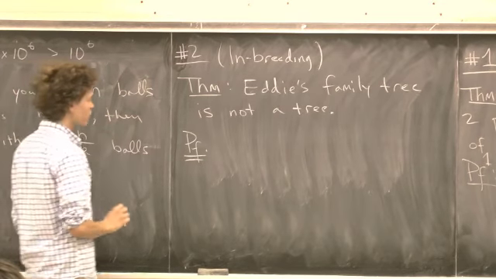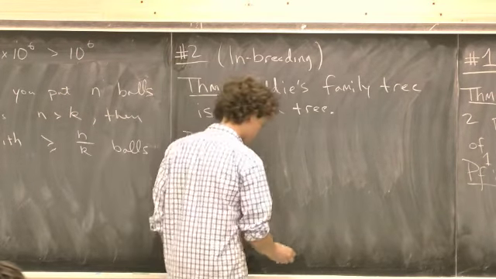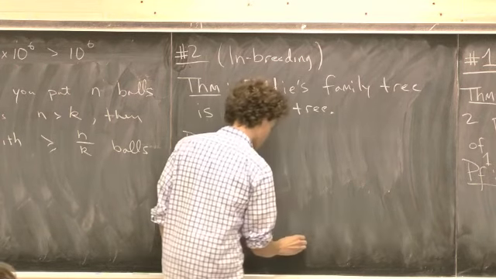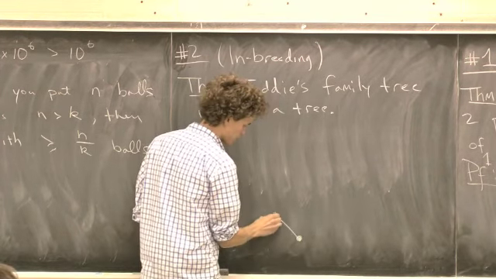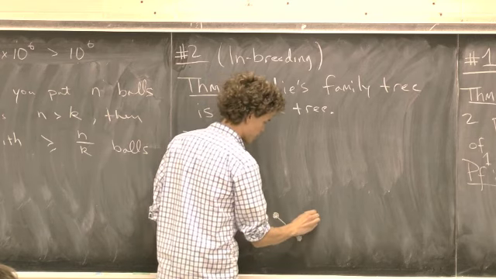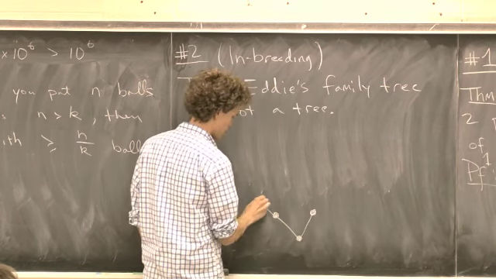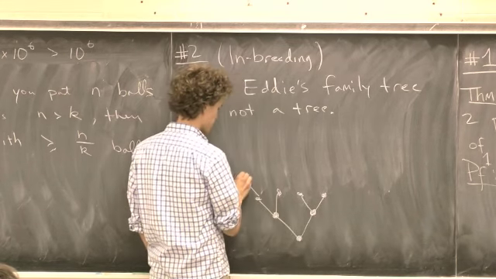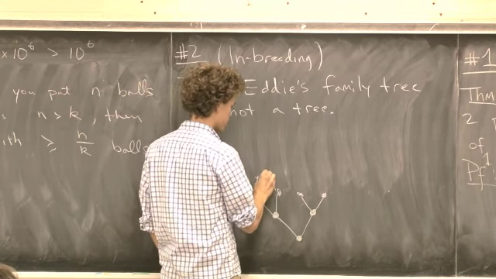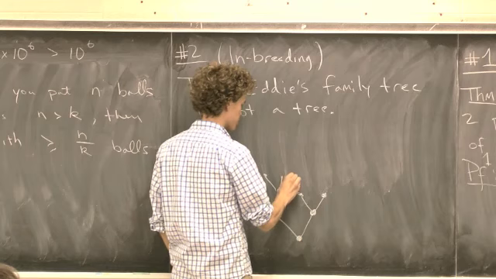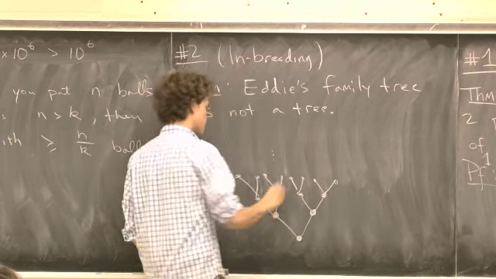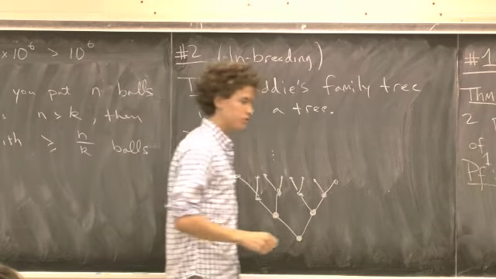So how does the proof go? Let's draw Eddie's family tree. Here's Eddie down at the bottom. There's mom, there's dad, grandma, grandpa, and we've got the greats, great grandma, great grandpa, and it keeps going. This is what a family tree is.